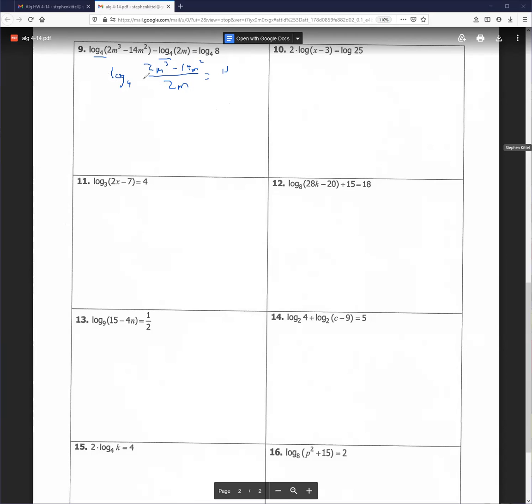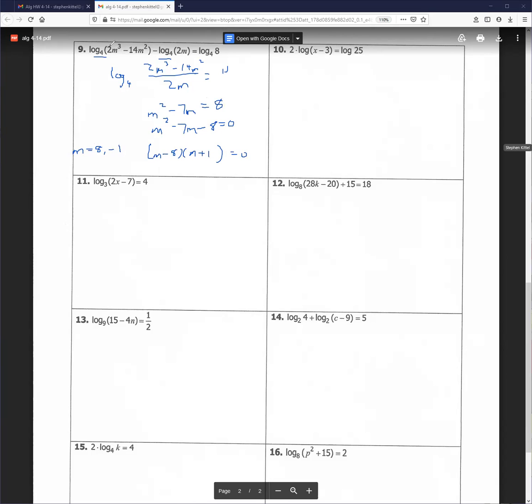Now we have log base 4 and log base 4, so we do 4 to the on both sides, and that kills off the log. So we have this stuff is equal to 8, but this stuff I'm going to simplify to m squared minus 7m. And now we got a quadratic to solve. And we factor. Seemingly, we have m equals 8 or negative 1.